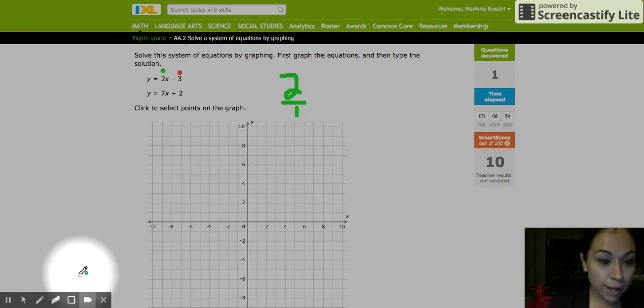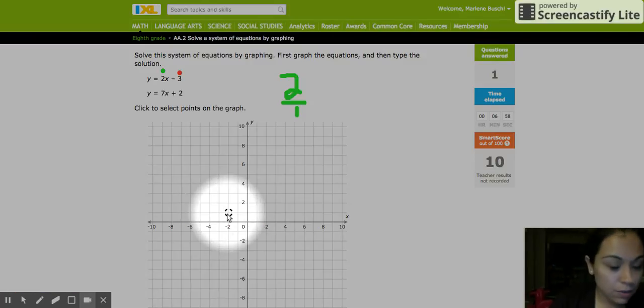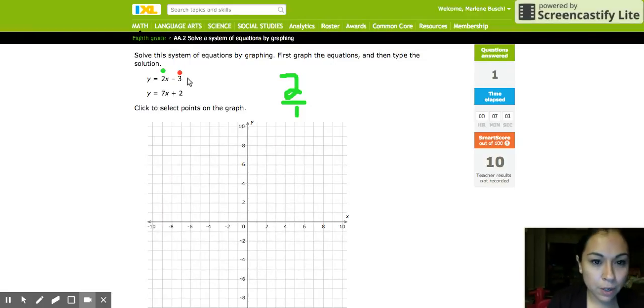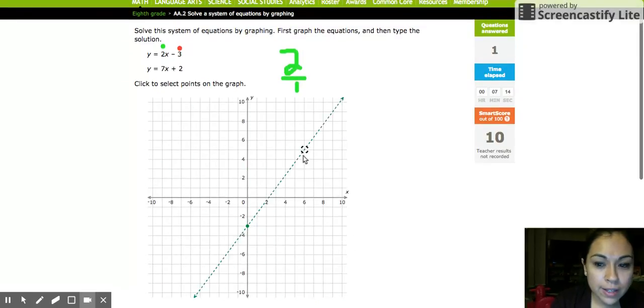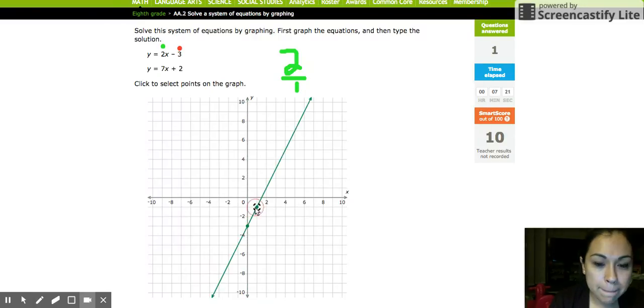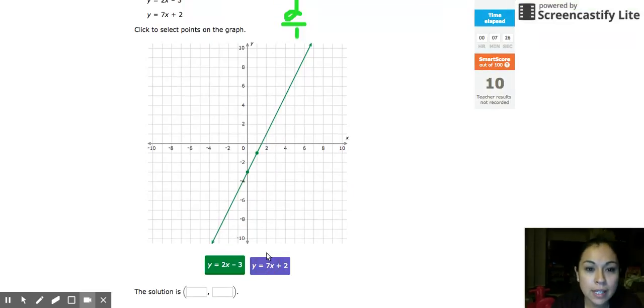So let's go ahead and go back. Let's get rid of the shadow here. So -3. Remember, it goes by 2s, -2, -3. There it is. This is your first point, but which line is it going to be? So here's how you determine. You go up 2, to the right 1. Bam, there's your second point. And there's your line.